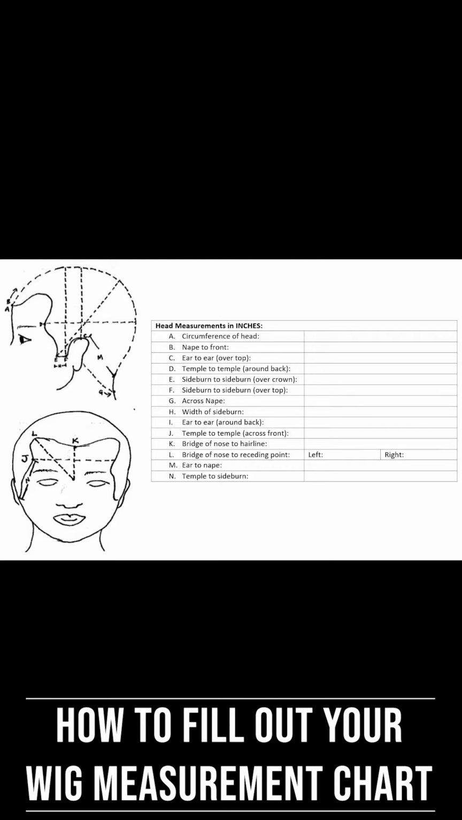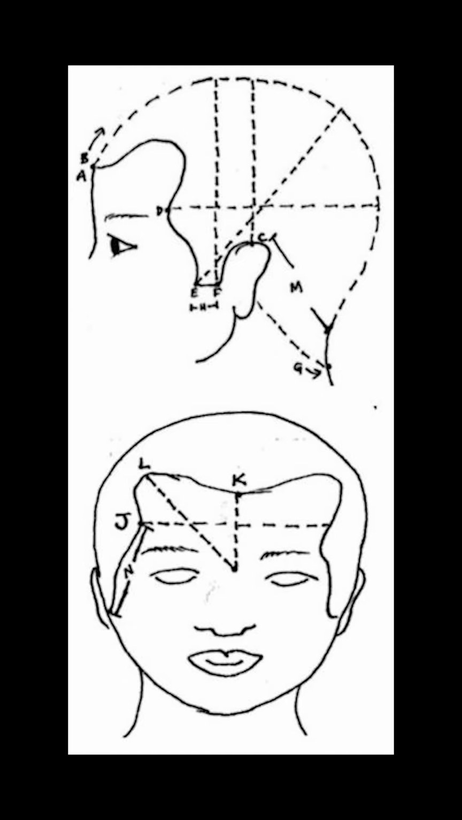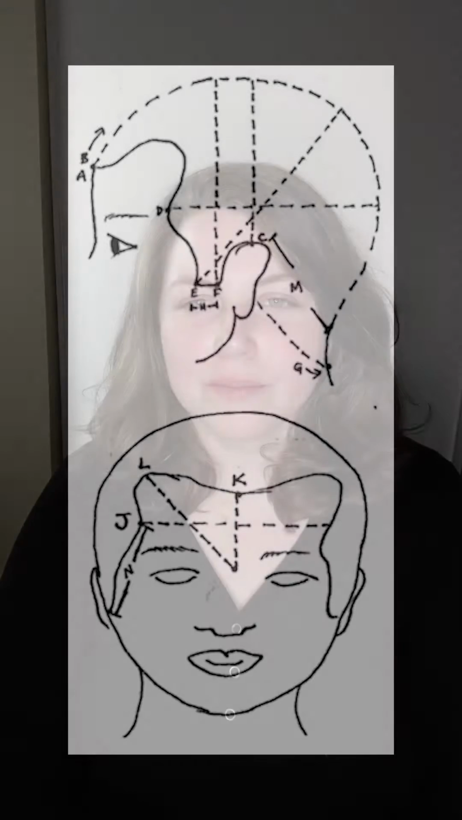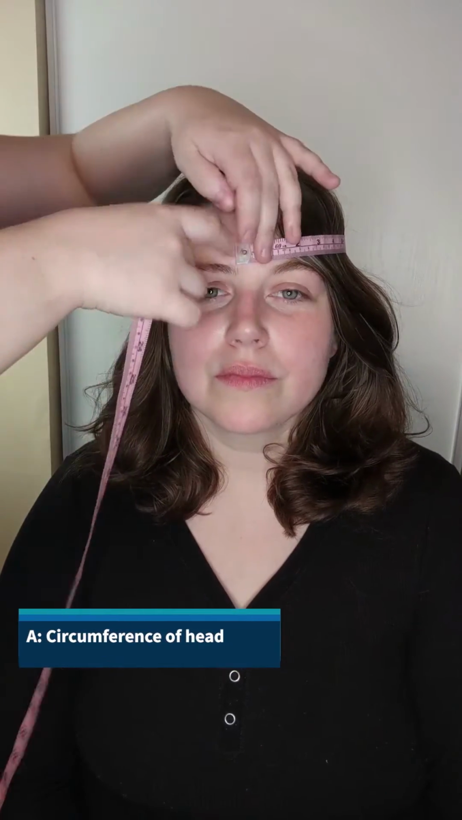In this video, I'm going to clarify how to fill out the wig measurement chart that you were given on Canvas. There is a diagram, but this just gives you a little bit more clarification. Measurement A is the circumference of the head, so it's really just the widest point at the top above the eyebrows.